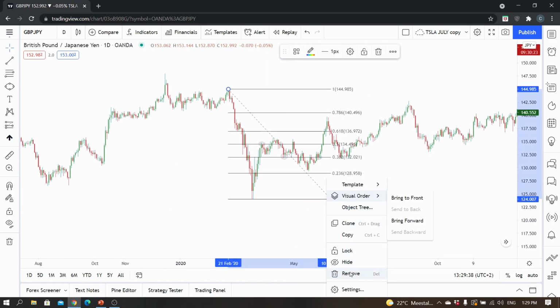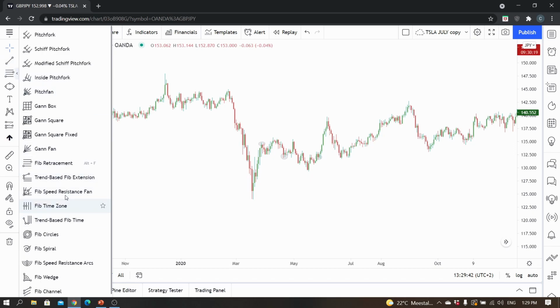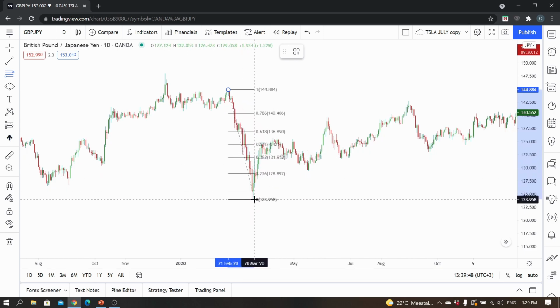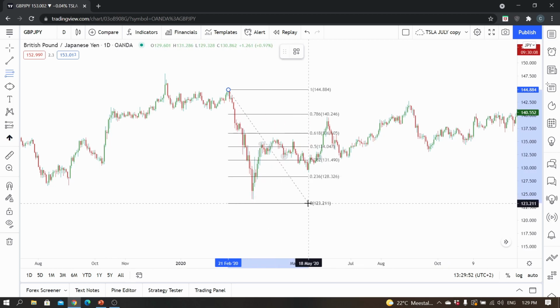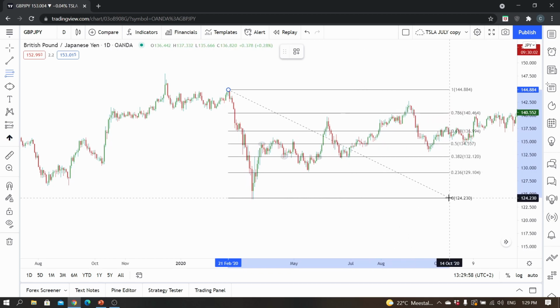So I will draw it again. You can find it right here. It's called Fib retracement. I will put it at the top here, then you drag it down to the bottom. With most Fibonacci indicators you cannot do this, but with the retracement levels, which are actually just support and resistance levels, you can draw it way further.